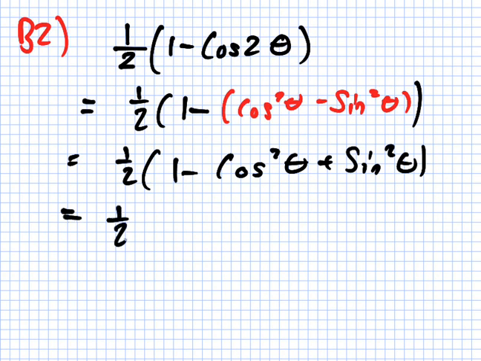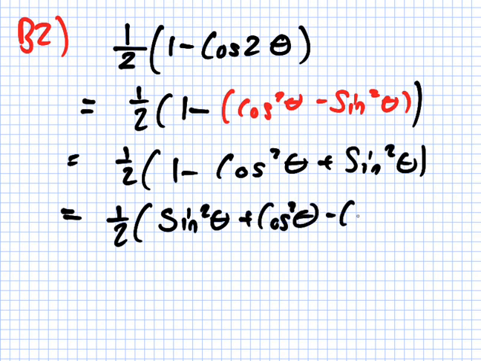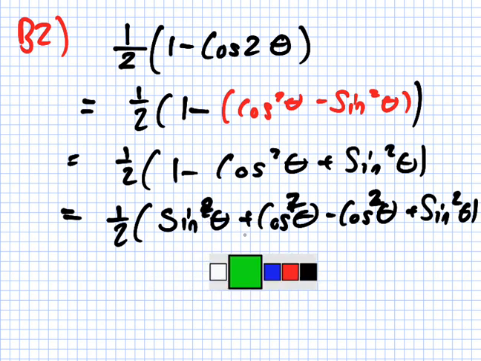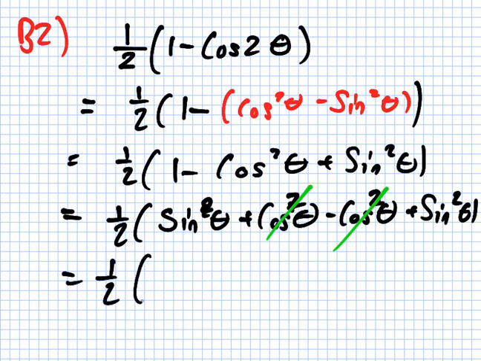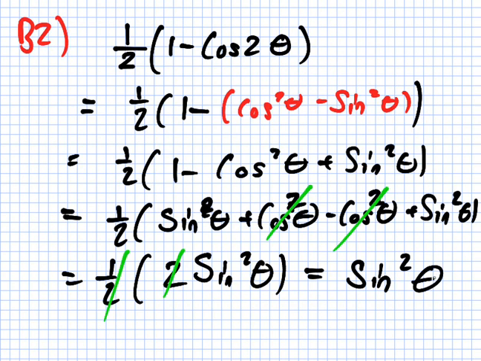Now, just remember that 1 is the same as sine squared theta plus cos squared theta, minus cos squared theta plus sine squared theta. So what's great here is that one and that one will cancel. So you're left with sine squared plus sine squared, so it's 2 sine squared theta, but of course the half and the 2 will cancel. So you're left with sine squared theta, which is what you should get at the end.